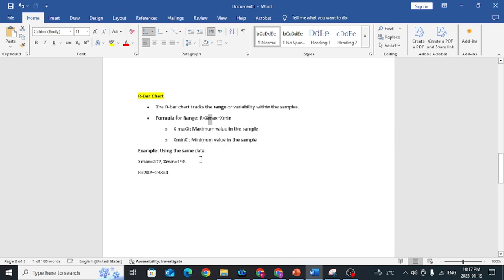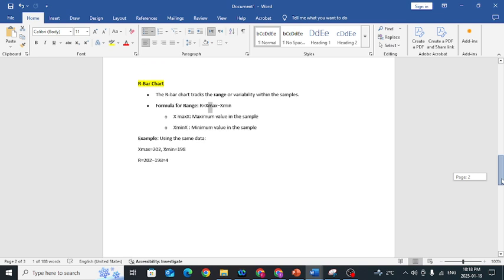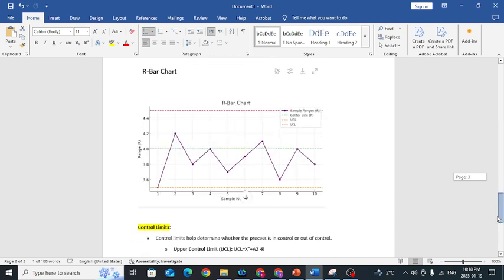For example, using the same data from the previous example, the max observation was 202 and the min observation was 198. If we subtract them, the result is 4. This is the R. So this is the R bar chart that we can use for this kind of measurement.